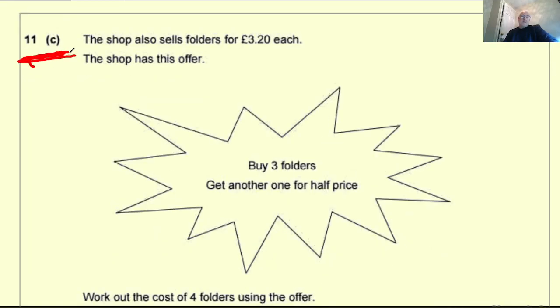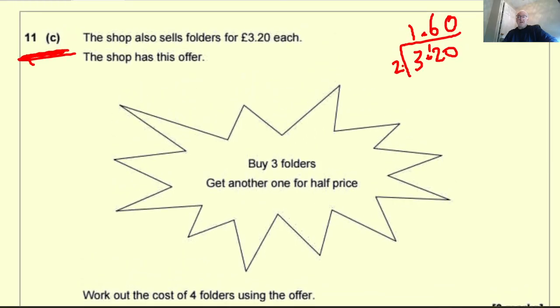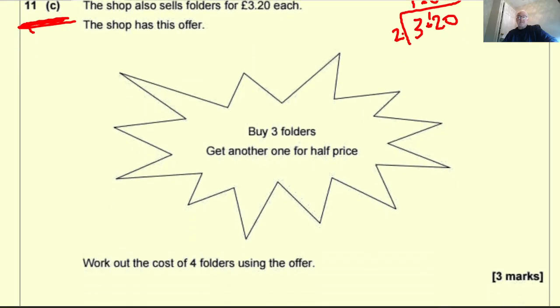We've just gone on to the next page, so be careful, 11C, so it still relates to that same sort of question. The shop also sells folders for £3.20 each. The shop has an offer, buy 3 folders, get another one half price. So first thing, without going any further into the question, half price, I'm going to divide it by 2. 2 goes into 3 once, remainder 1. Make sure the decimal point goes above. 2 goes into 12 6 times, 2 goes into 0 0 times. So £1.60 is going to be the cost of 1 folder, and I'd have to pay £3.20 for the 3.